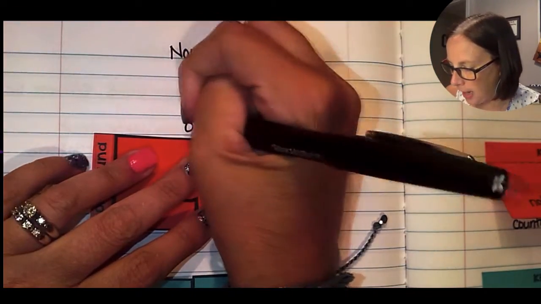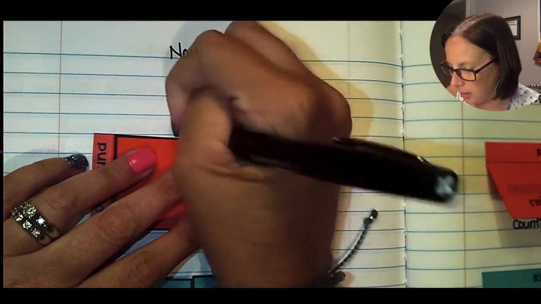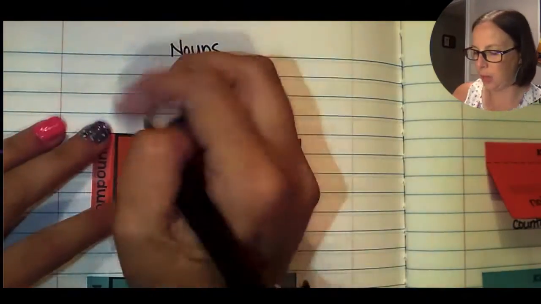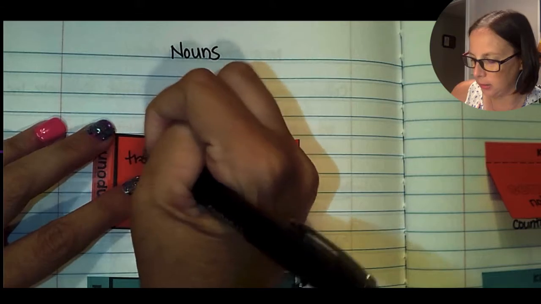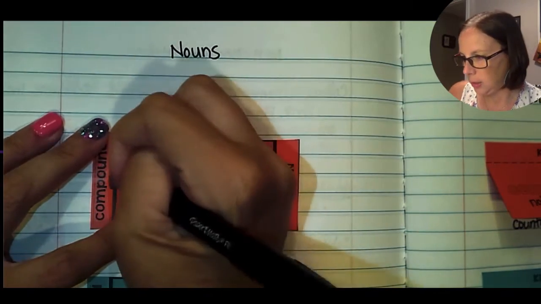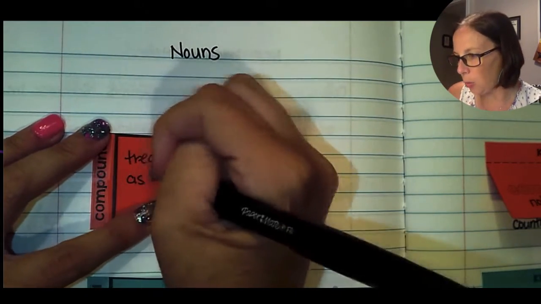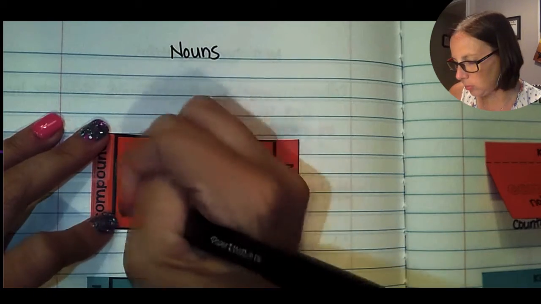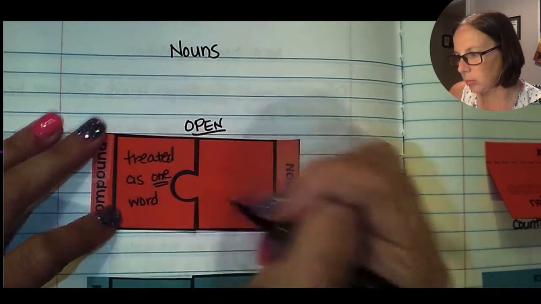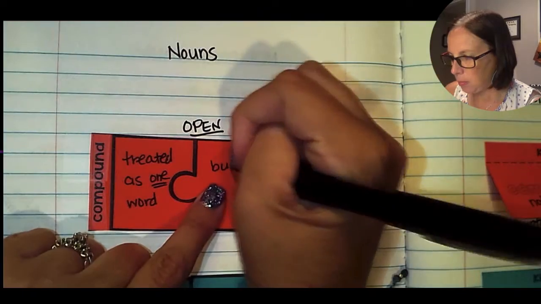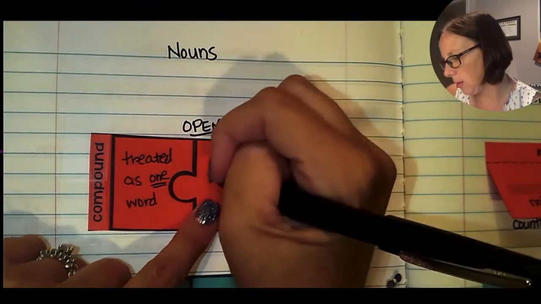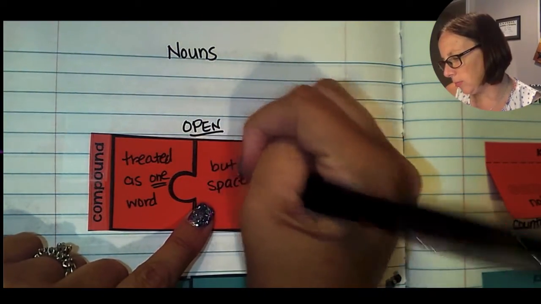The first kind we have is called an open compound noun. Okay, this is treated as one word, but there's a space between.